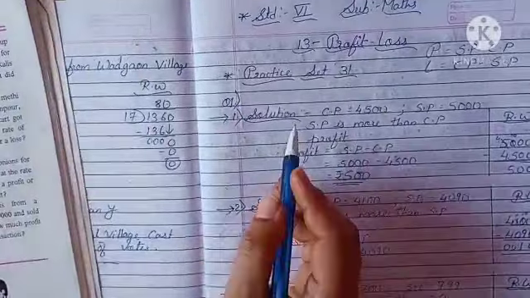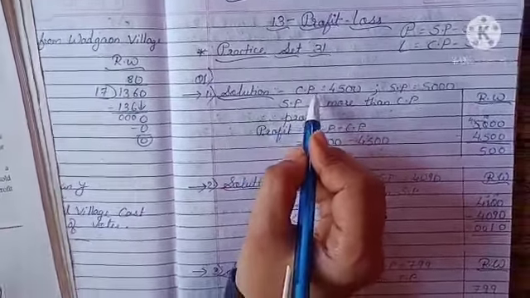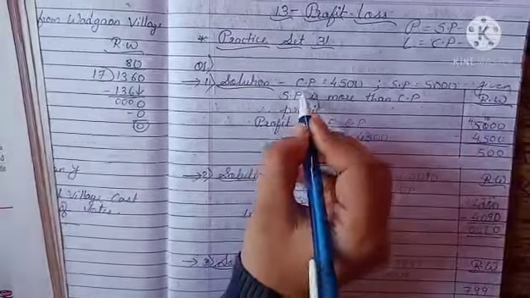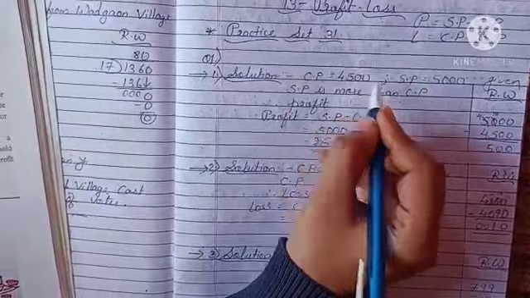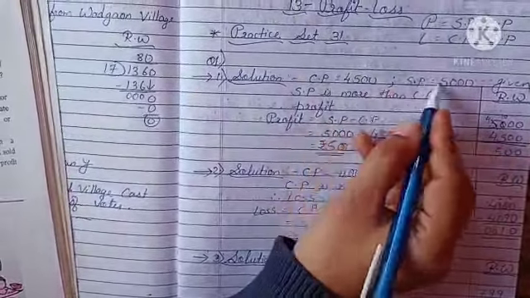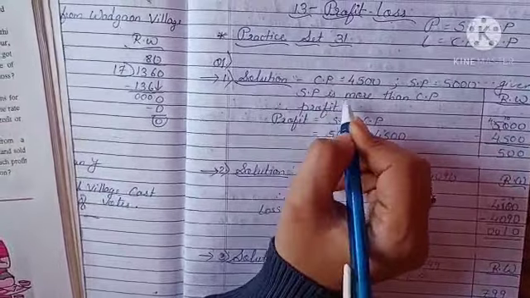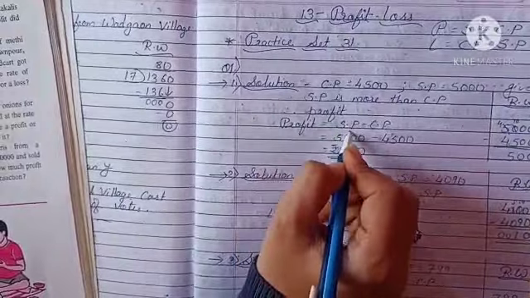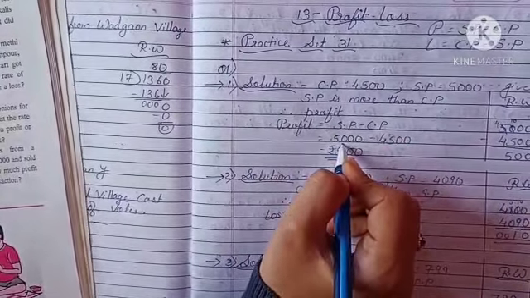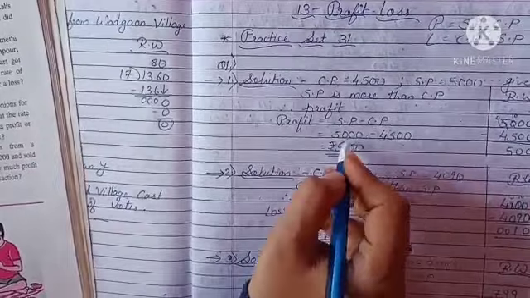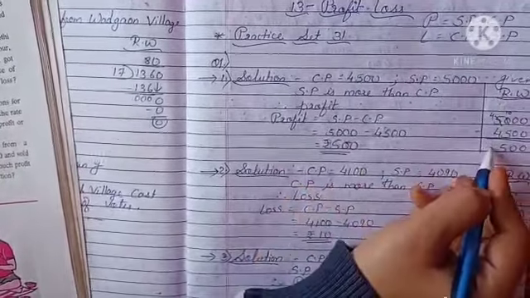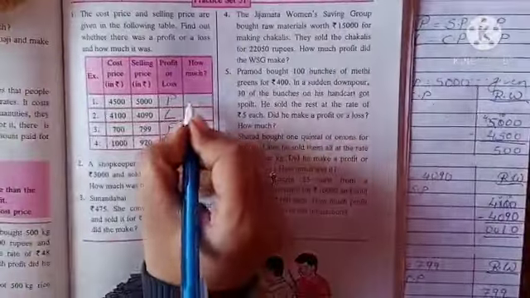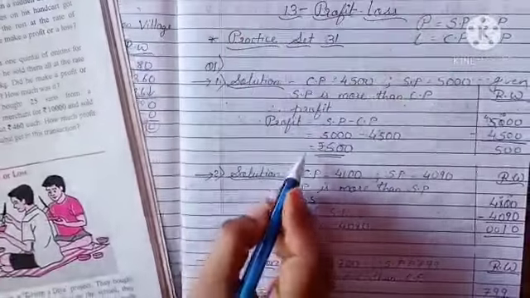As you can see students here, the first they have given you cost price. Cost price 4,500 and selling price 5,000. Among this, selling price is more than the cost price, so this sum is of profit. Profit equals selling price minus cost price. So 5,000 minus 4,500, you get 500. Here I have done the rough work. So you have to write here 500. So this is sum of profit.